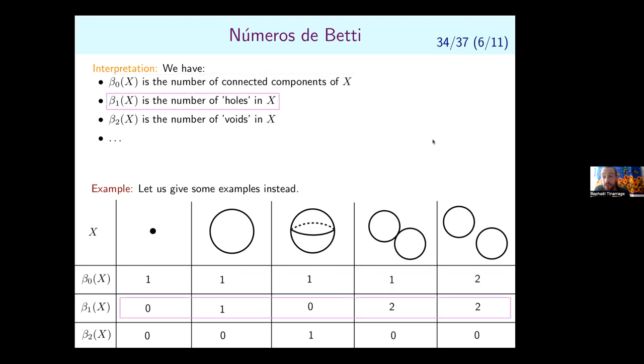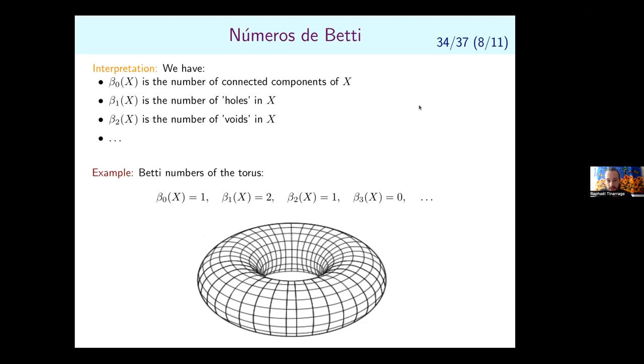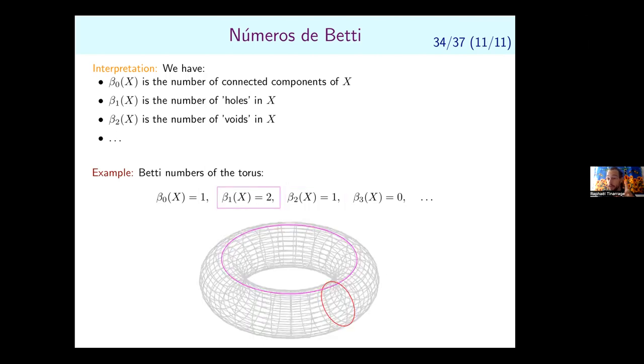Beta 1, this is the number of holes in my space. What is a hole? Basically a circle, right? This is the hole drawn by a circle. So these two circles here, tangent or not, they have two holes, right? The sphere does not have a hole. It has a void, right? A void being like the two-dimensional equivalent of a hole, right? Another example, the torus. The torus has beta 0 equal to 1, right? It has one connected component. Beta 2 is equal to 1 because it has one void inside, like a sphere. And beta 1 is equal to 2 because it actually has two inner circles, two independent inner circles, right? That you can see here.